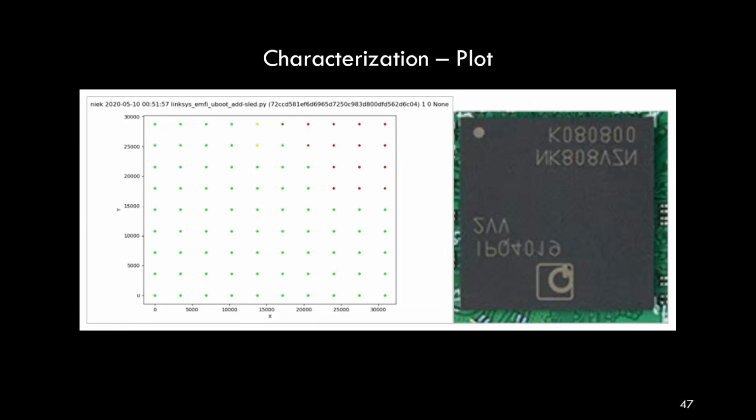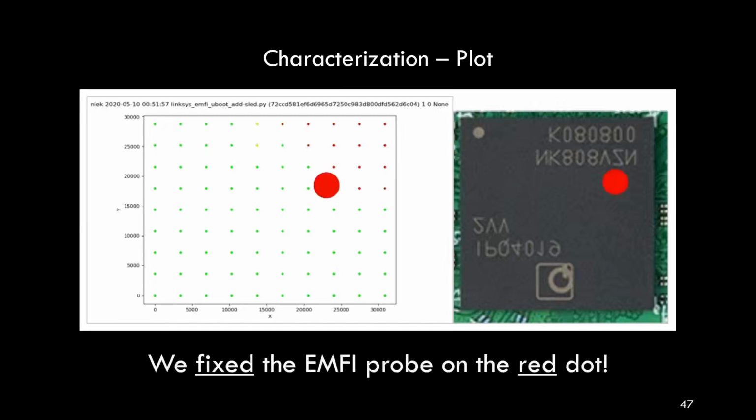So from that point on, we identified a few vulnerable locations, and we simply decided to fix the probe on one of the red dots, because we assumed that this location would also yield glitches when we are targeting QSEE. And in the next slide, we will touch upon why we made this conclusion.